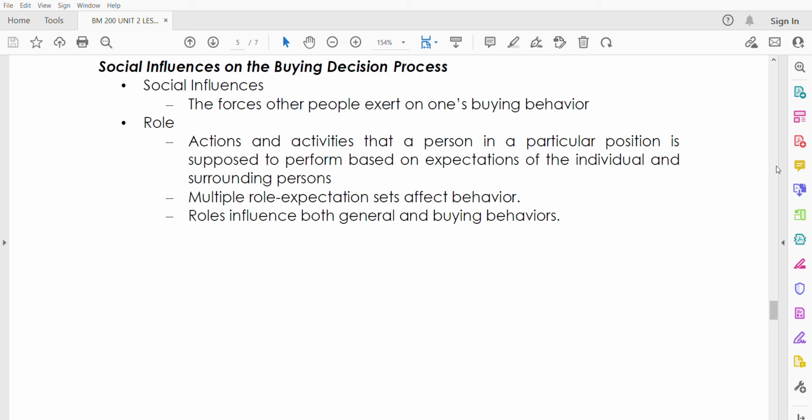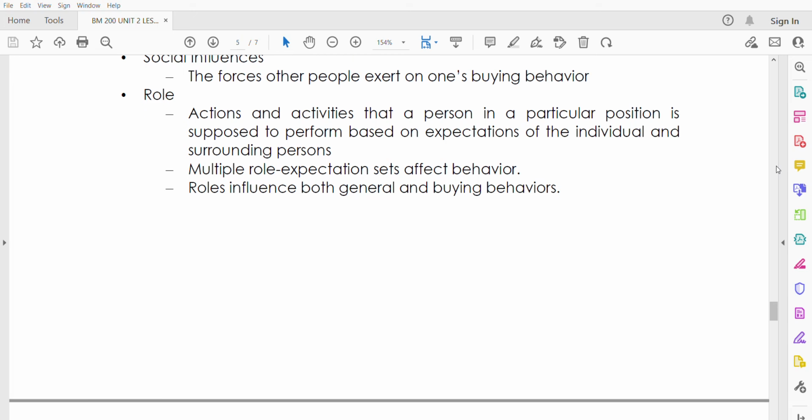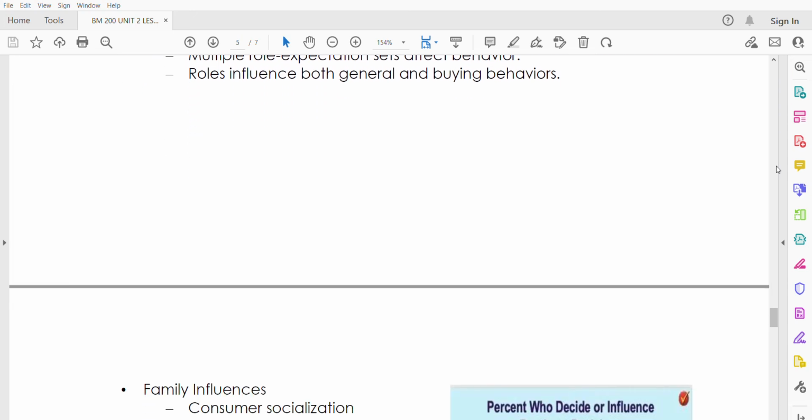So we have our specific roles in society, social role or role, actions and activities that a person in a particular position is supposed to perform based on expectations of the individual and surrounding person. So, roles influence both general and buying behavior. Where do we belong in the society? What is our role?